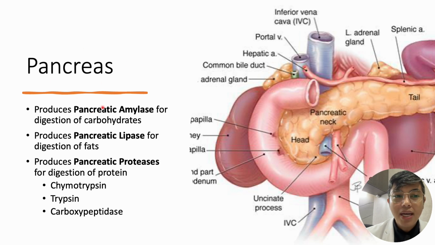Now, besides your salivary glands, ang mga iba pang tumutulong sa pagtunaw would be your pancreas. So makikita mo meron siyang 3 major enzymes. You have here your pancreatic amylase, pancreatic lipase, and pancreatic proteases. Your amylase is the one again responsible for the digestion of your carbohydrates. And you have here your pancreatic lipase for the digestion of your fats. Your pancreas also will produce your proteases.